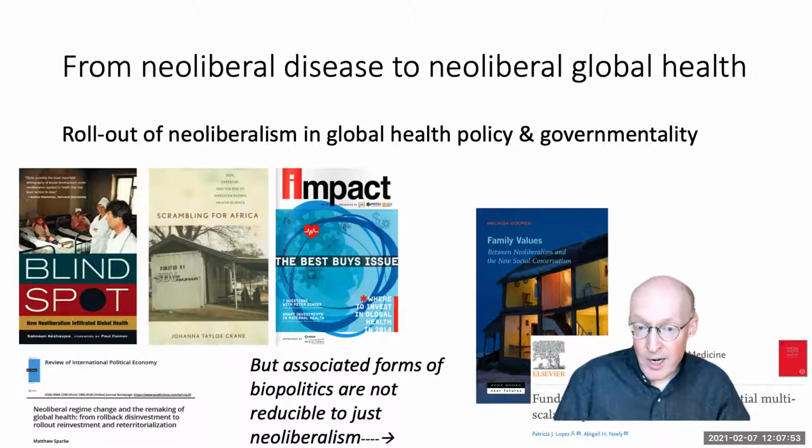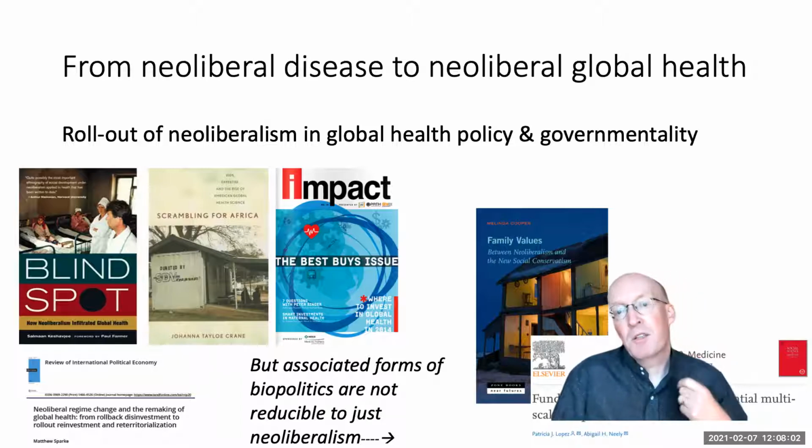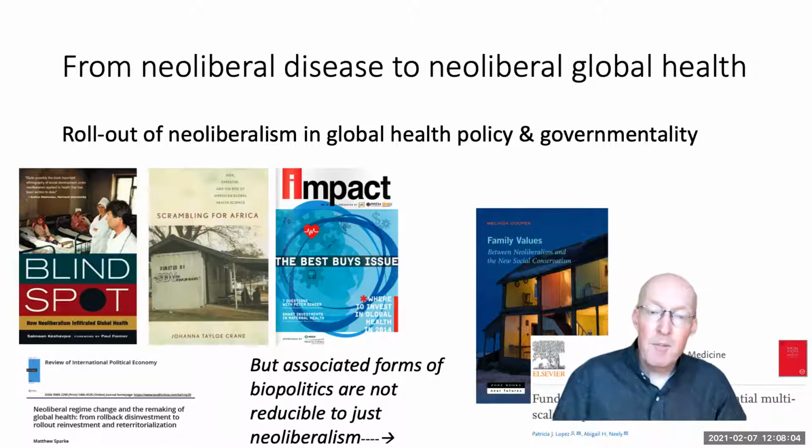Johanna Crane, in her book Scrambling for Africa, points to similar neoliberal governmentality logics, turning global health policy making and programming by wealthy US universities in Africa into a somewhat parasitical operation.